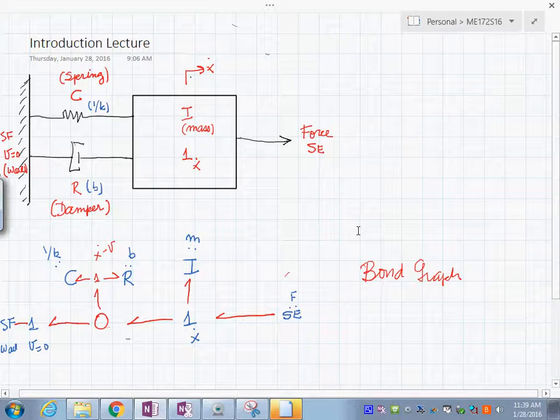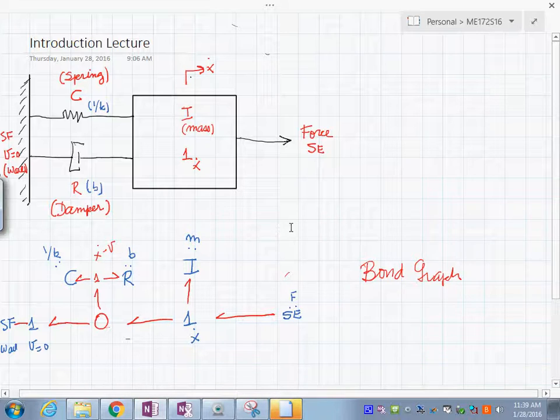For example, the element is called source of effort, but the value of that is F. The I element, the value of the I element is the value of the mass. The value of the damper is the value B. The value of the C is 1 over K. That's what that means. Just a way to do that.